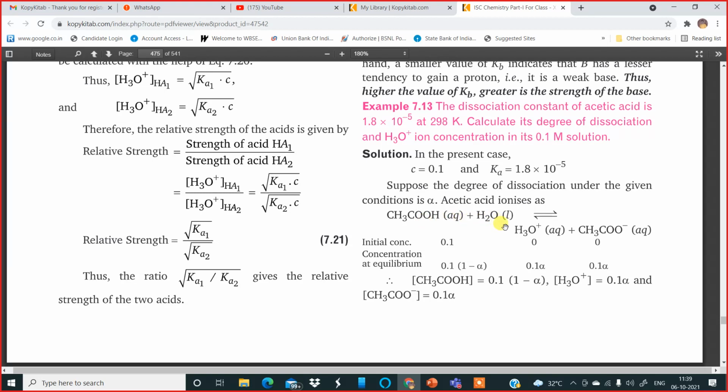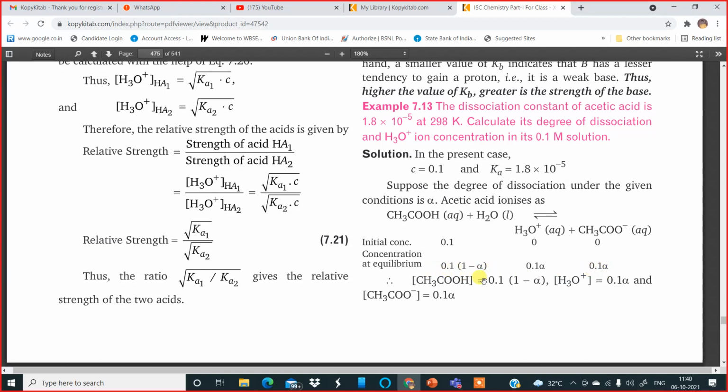Acetic acid in water produces hydronium ion and acetate ion. The initial concentrations are 0 and 0 for hydronium and acetate, and for acetic acid it is given as 0.1, so we put it over there. At equilibrium, this becomes C into alpha, so 0.1 into alpha, 0.1 into alpha, and this one becomes 0.1 multiplied by 1 minus alpha.